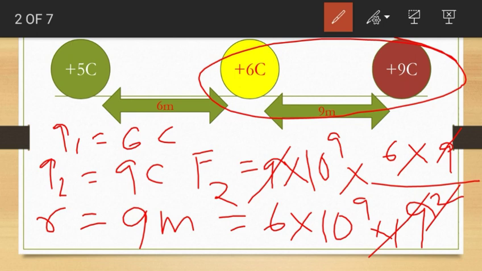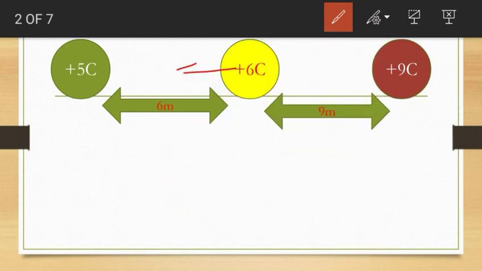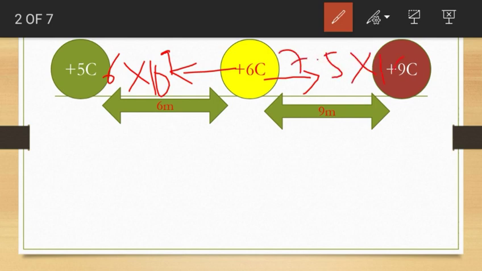Since I am only interested in the 6 coulomb charged body, the 6 coulomb charged body will be repelled by the 9 coulomb charged body, therefore it will go towards left. Okay, it will go towards the left. And now here it is 6 with a force of 6 into 10 to the power 9, and the 5 coulomb charged body repels it with 7.5 into 10 to the power 9 Newton force.